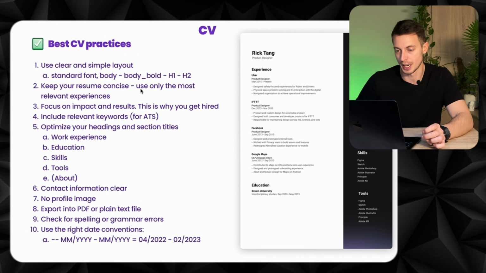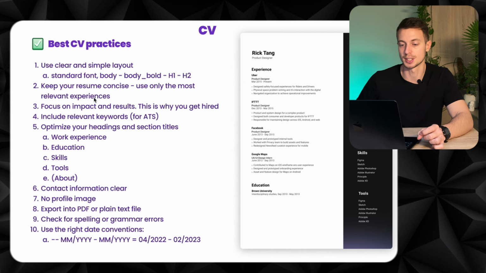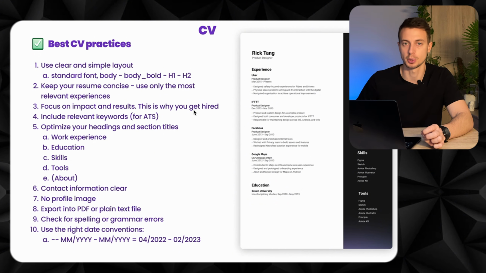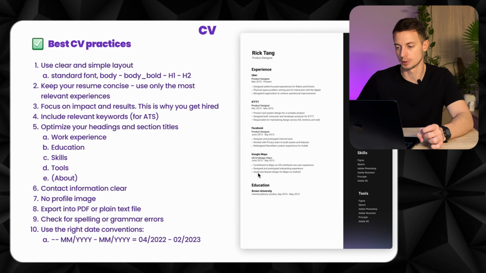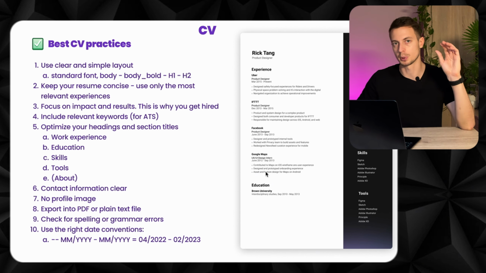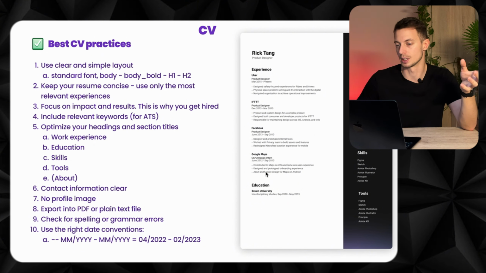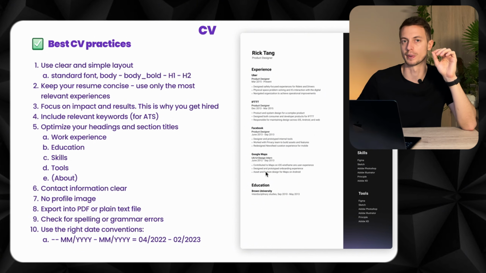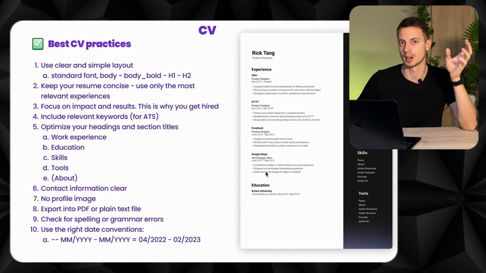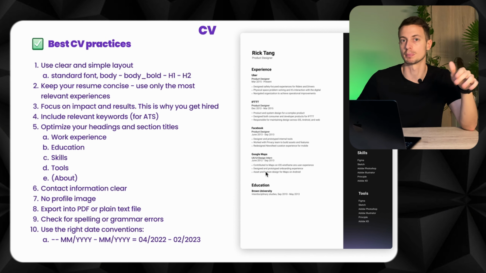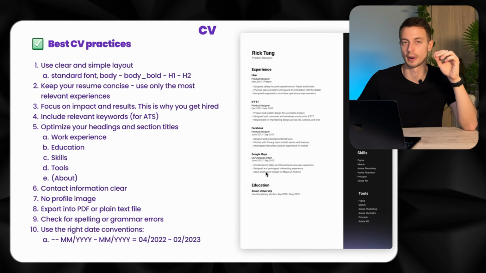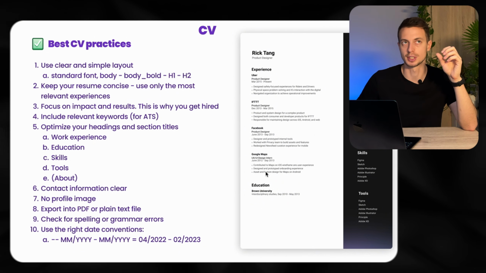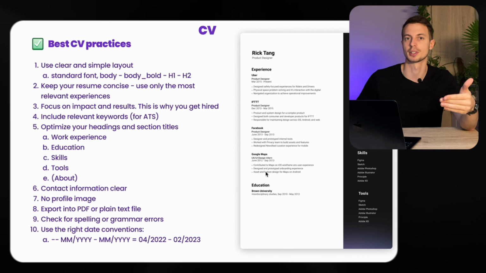Keep your resume concise, use only the most relevant experiences, as I said in the previous section. Focus on impact and results. This is why you're going to get hired. This is how you can show that you are somebody who can deliver, somebody who can do things. A good recommendation would be that after you finish your CV, upload it to ChatGPT, or even the image itself, and ask it to help you write more numbers, results, and data in your CV. If you cannot make them up by yourself, you have to, by the way, I want to highlight this really hard here: you have to try to give results, numbers and data, because business people only understand this language basically.